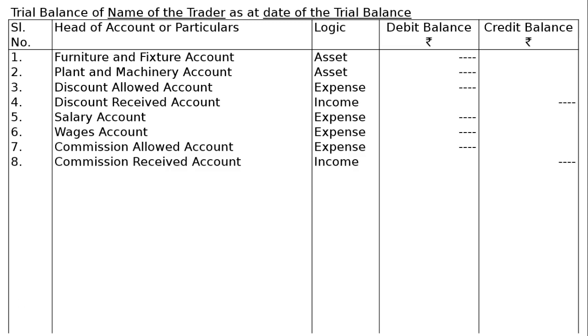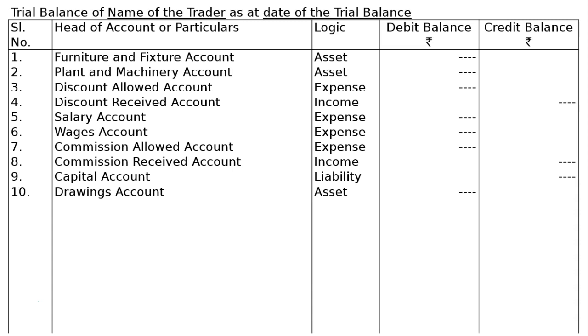Eighth one is commission received account. Commission received account, it is credited, it is an income, hence it is a credit balance, it will be shown in the credit column. Ninth one is capital account, it is credit balance and it will be shown in the credit balance column, and the logic is it is a liability.